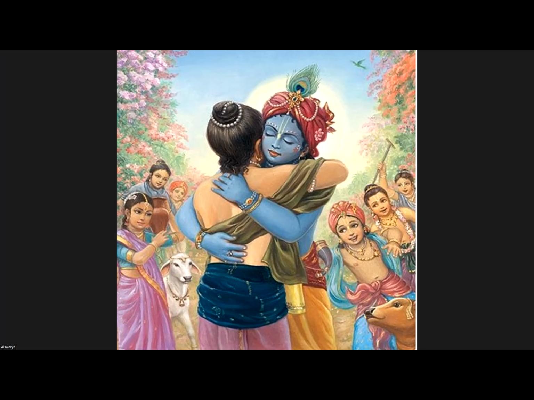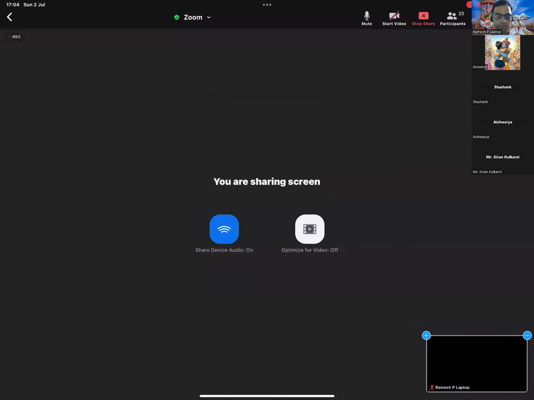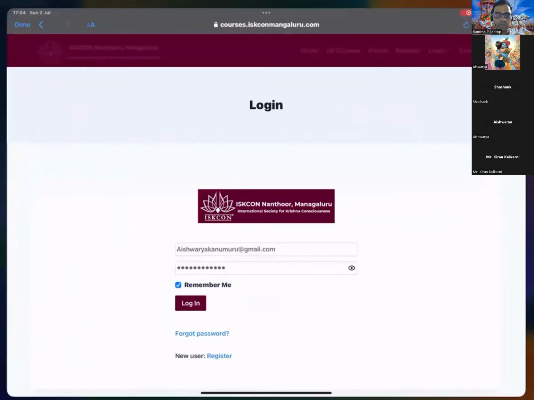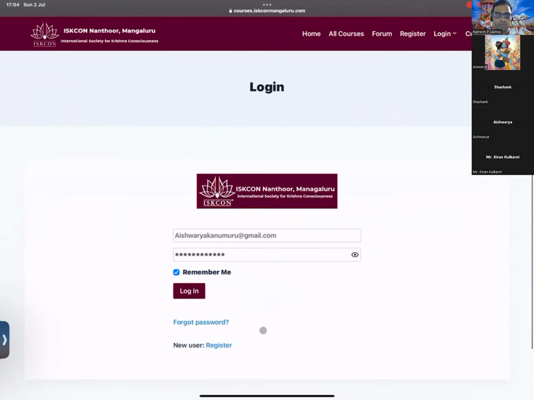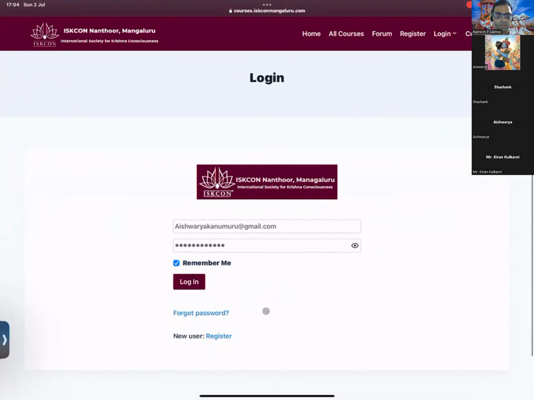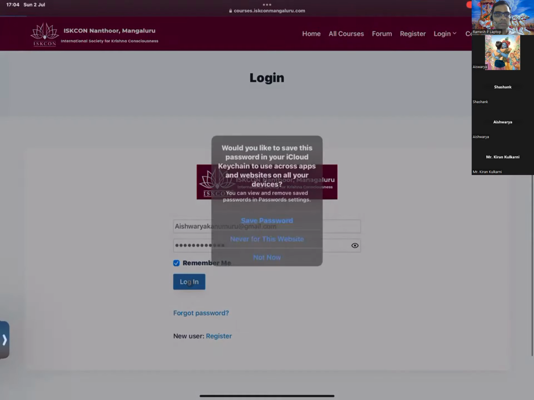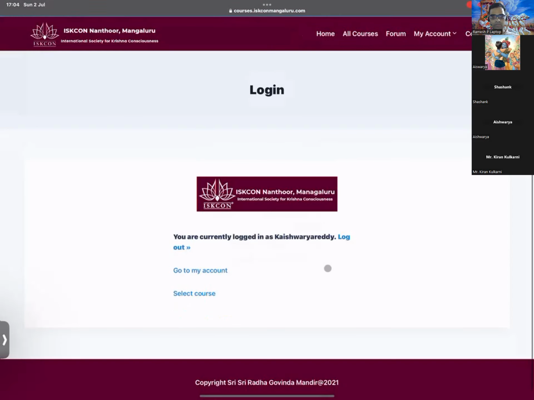Yes, Prabhuji. I'll start sharing my screen. All of you who have completed level 1 should know your login details. Once you know your login details, just log into your account. You have to select the option called select course, and once you do, you have to choose Bhakti Vriksha, that is the level 2.